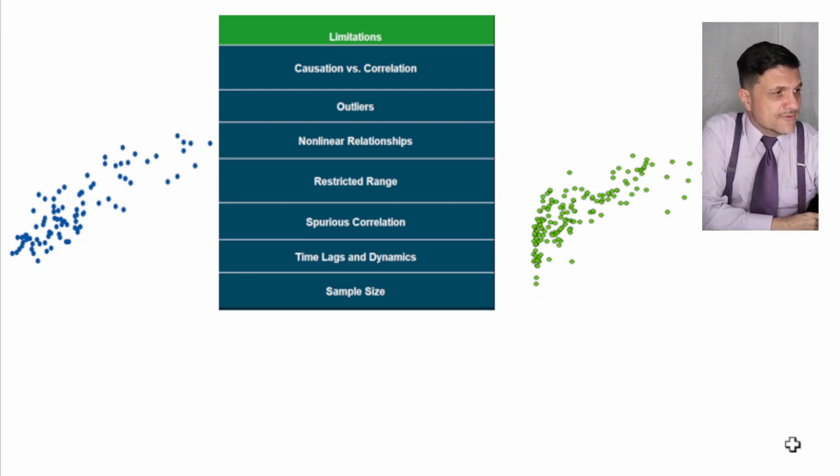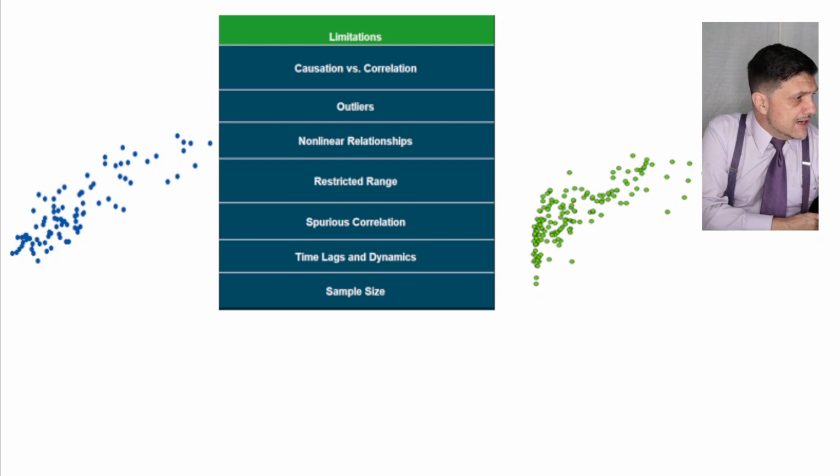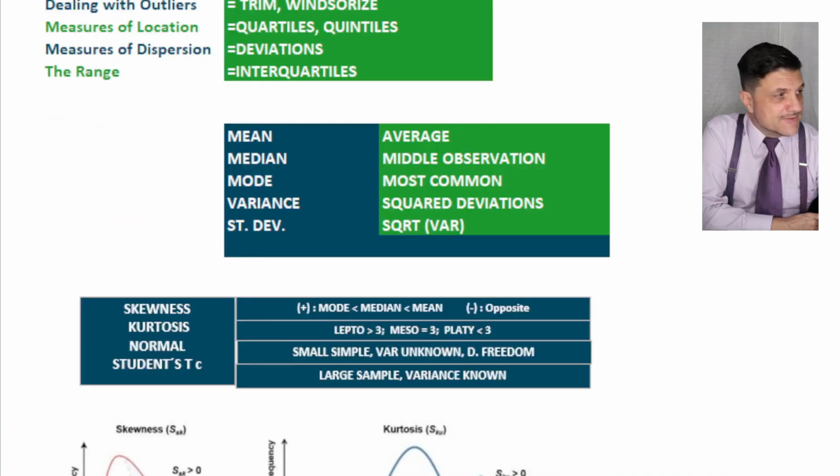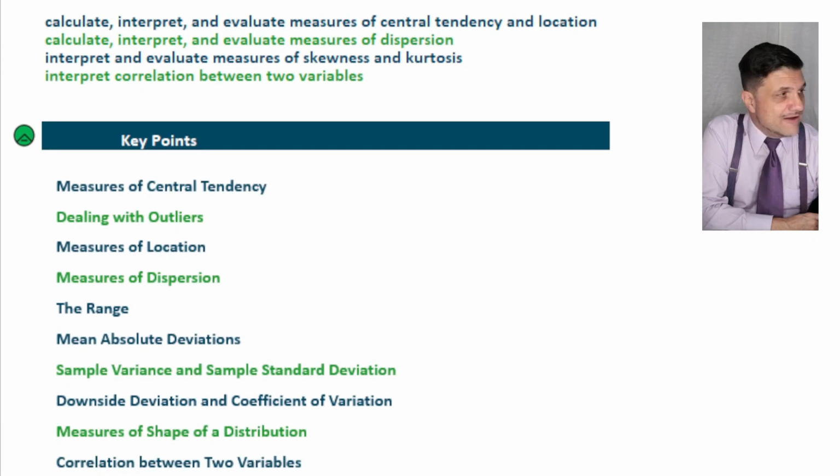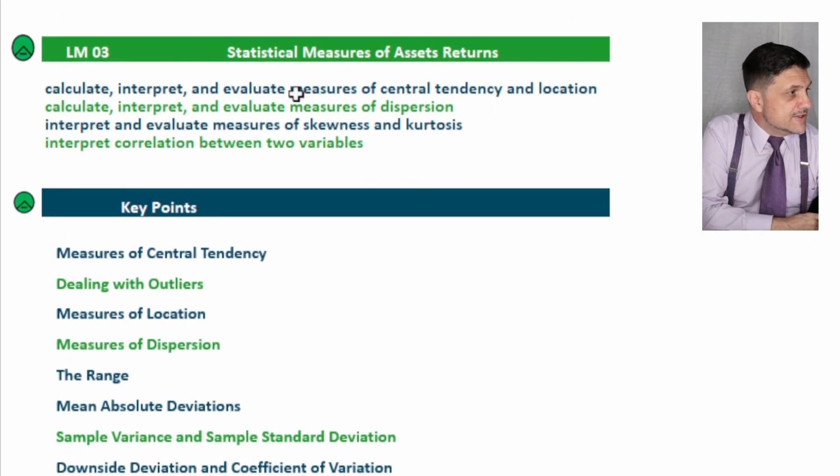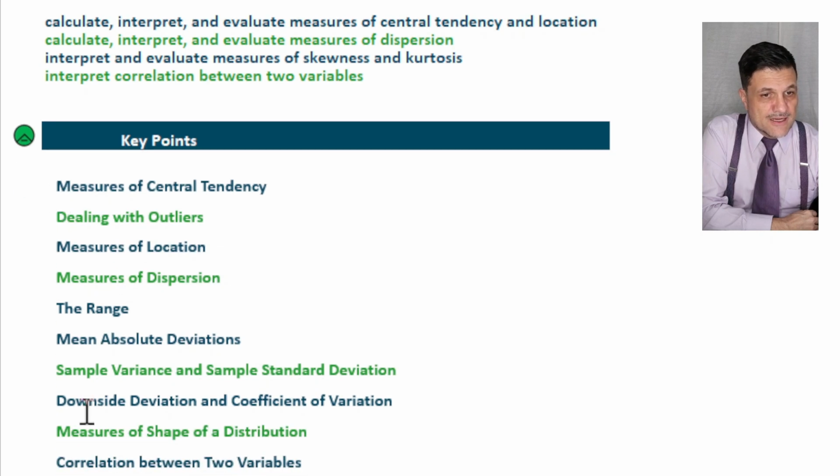But I still prefer to read correlations than covariance tables. All right, yes, that's it. Let's just recap to see if I covered everything. Calculate, interpret, and evaluate measures of central tendency and location. Check. Calculate, interpret, evaluate measures of dispersion. Check. Skewness, kurtosis. Check. Correlation. Check. So we did everything: scatter plot, covariance, correlation.